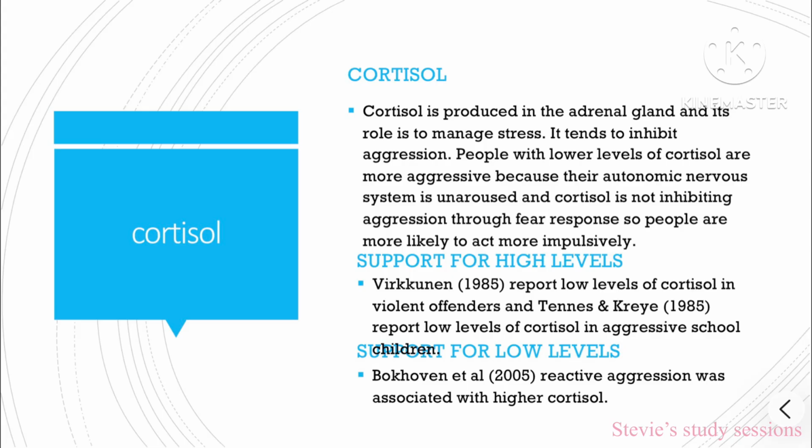On this slide, the support for high and low levels is mixed up. So research support for low levels is Virkkunen, 1985, which reported low levels of cortisol in violent offenders, and Tennes and Kreye, 1985, reported low levels of cortisol in aggressive school children. Popma, however, 2005, found reactive aggression was associated with high levels of cortisol.